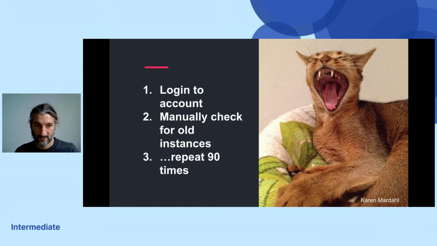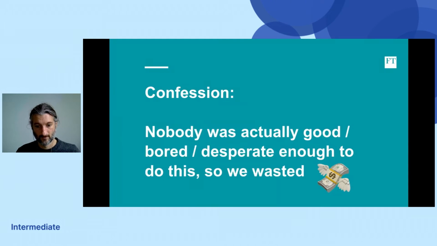You'd have to log into an account and manually check for old instances, and then you just do that 90 times across 90 accounts. And there's lots of other governance tasks, which are similar, where it's just a matter of going in and manually checking lots of accounts. And I have a confession here that it was so tedious to do that we weren't doing it effectively. And that caused us to spend a lot of money running instances we no longer needed. And there's potential for security flaws and things like that to creep in because you're running stuff which is out of date.